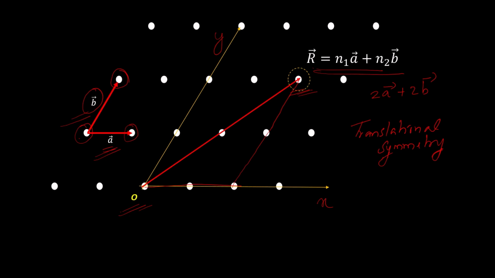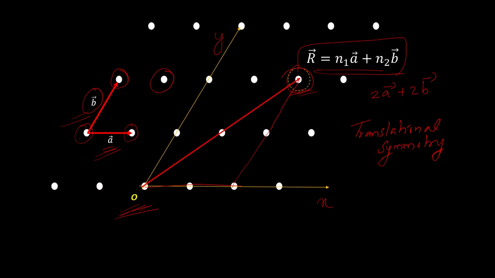That means even if you translate this origin to some other point, let's say to this point, with respect to this point also you can represent the position of any other particle, maybe the same lattice point, using this kind of an expression. So there is a translational symmetry in the ordered arrangement of the atoms.